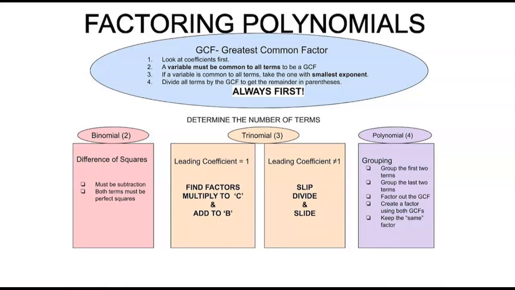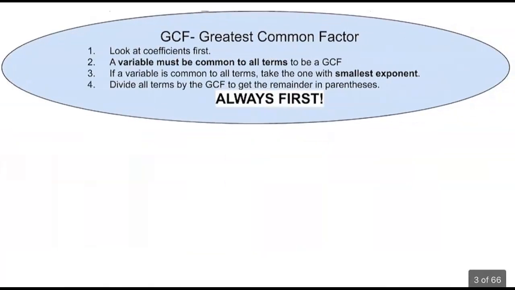So as you notice, greatest common factor is on the top, and then after that, we can decide how we're going to factor next. Today, we're only going to focus on factoring using the GCF, or the greatest common factor. So there's some rules. Look at the coefficients first, so we're going to look at the numbers. And then we're going to look at the variables. To be a variable that's the greatest common factor, it has to be common to all terms, and then we remove the one with the smallest exponent.